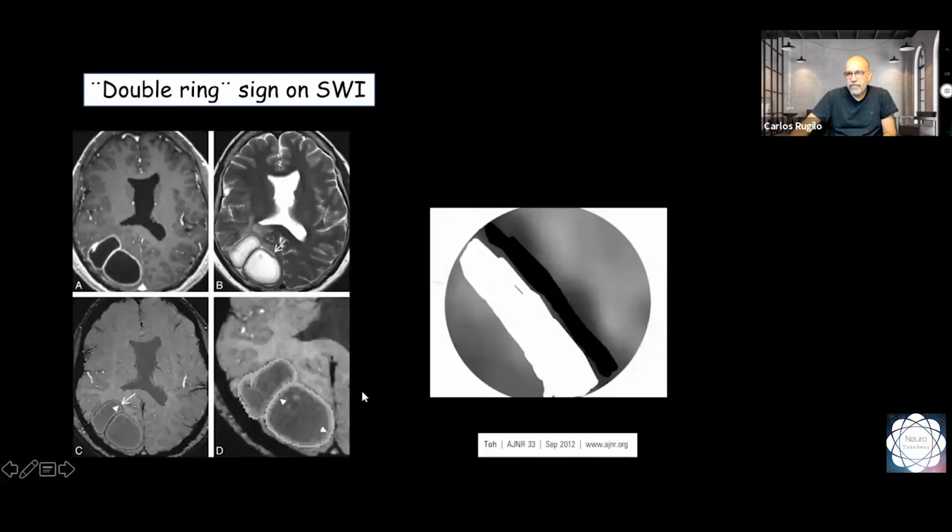Now we know some other features that are present, for example, in this new sequence SWI, as the double ring sign. The double ring sign consists of two rings. The peripheral ring is hypointense and is due to the presence of free radicals secondary to the macrophage activity. And the inner ring is hyperintense and represents granulation tissue. It's very important, this sign, to differentiate an abscess from a tumor, especially from necrotic glioblastoma.